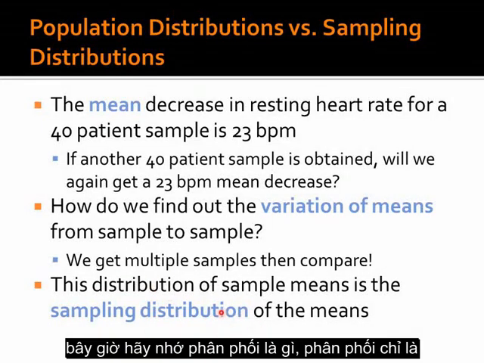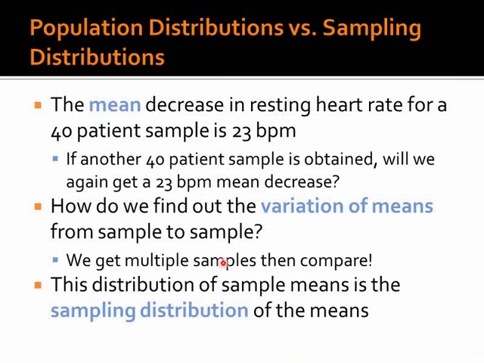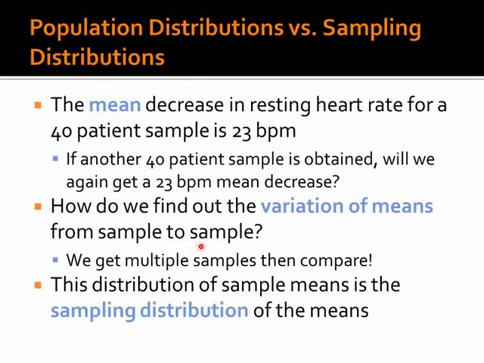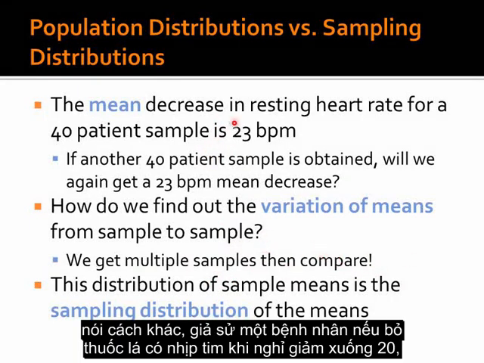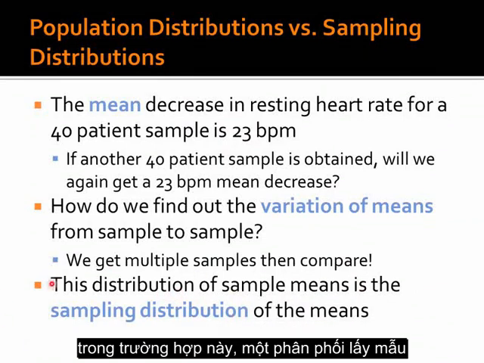Now remember, what is a distribution? The distribution is just the values on the x-axis and the probability or the frequencies on the y-axis. Now in the case of a population distribution, the x-axis were the values of each individual, right? These were the values of individuals, and the y-axis are the frequencies of all these individuals. So in other words, let's say an individual patient, if he quit smoking, maybe his resting heart rate went down by 20. So he would be 20, he'll be one of the dots on the 20 on the population distribution.